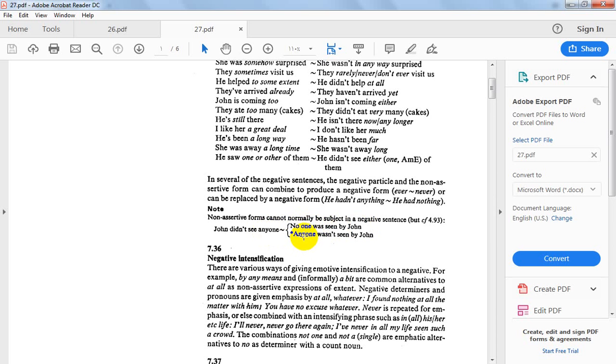Anyone was not seen by John is ungrammatical because it is a non-assertive form. Non-assertive forms cannot be a subject in a negative sentence. Instead, تقدر تقول no one was seen by John.